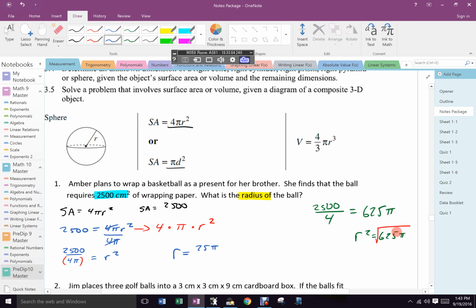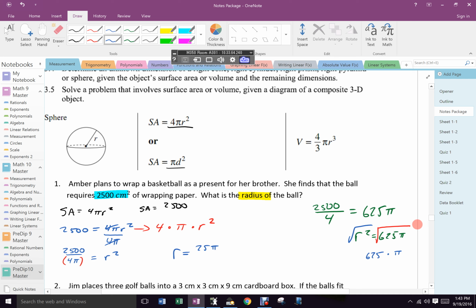Is this a monomial? Is it a binomial? What is it? Who remembers? It's a monomial because it's not separated by plus or minus. That's a monomial. So if I square root this side, then what do I need to do here? Because this is really 625 times pi. What do I really need to do over here? That square root has to go over both of them, doesn't it? Picking up what I'm putting down? So while 625 works, I also got to remember I got to square root the pi.